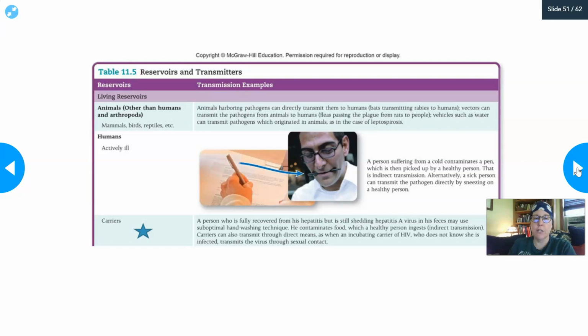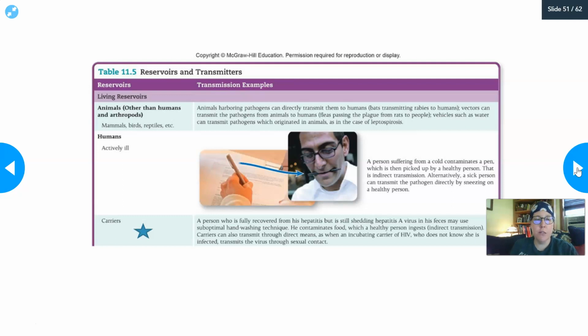Okay, so then let's talk about reservoirs. If you think about a reservoir, like a water reservoir, it is something to contain water. A reservoir in microbiology is either a living or non-living containment entity for that specific disease. So we have living reservoirs, such as animals other than humans and arthropods. You have mammals, birds, reptiles, etc. They just carry the disease. So think rats, for example.